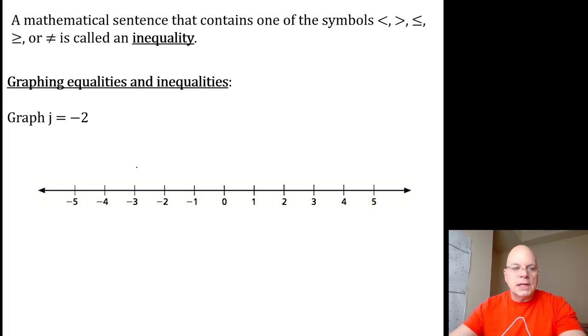If you're to graph an equality like j is equal to -2, you simply graph that by putting a solid dot at -2. This is the value of j. J is exactly -2.